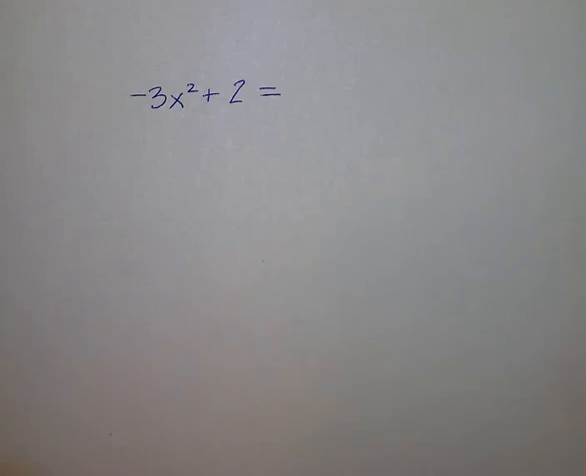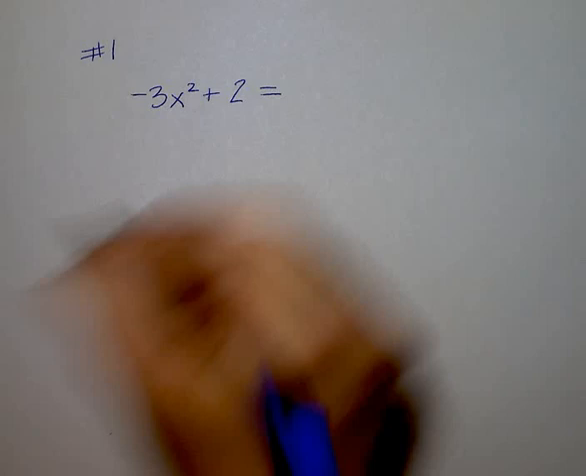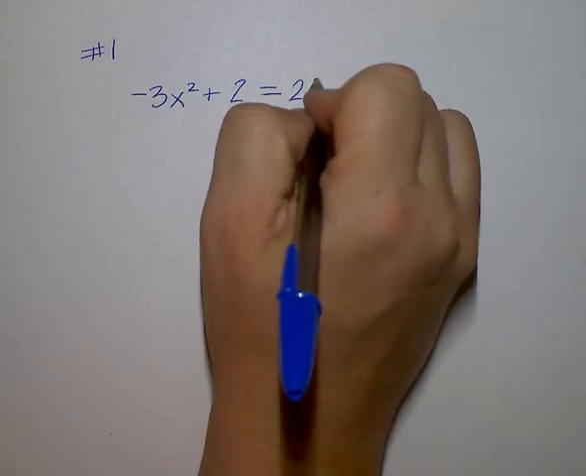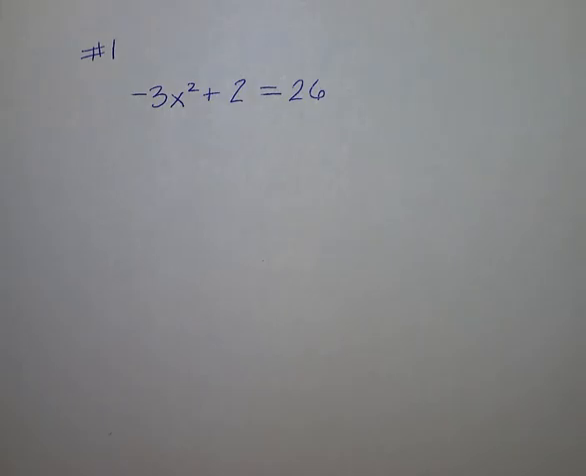The first question on your practice quiz on complex numbers is negative 3x squared plus 2 equals 26. Please solve this and write your answer in simplified form. You have 45 seconds. Begin.